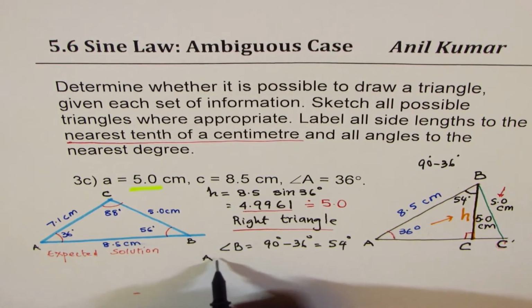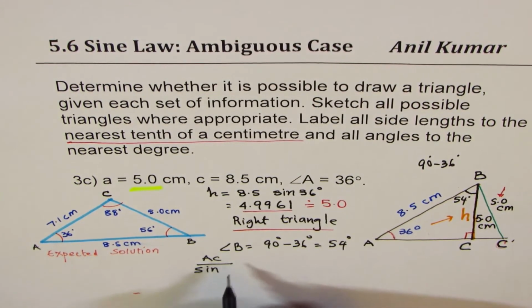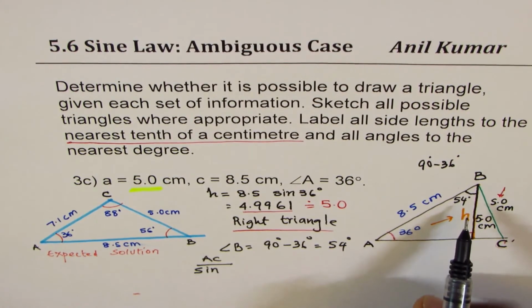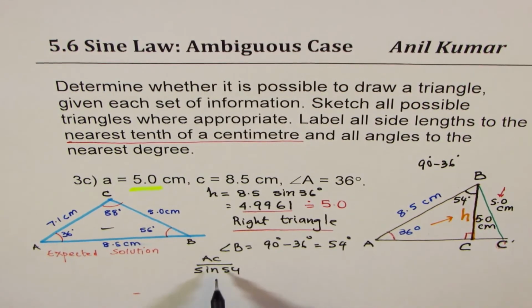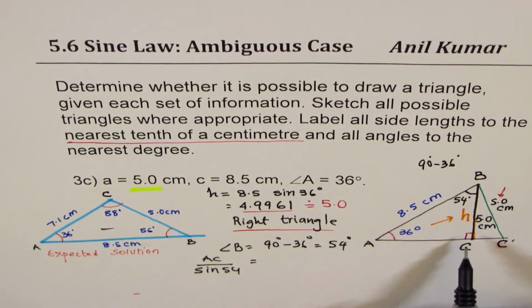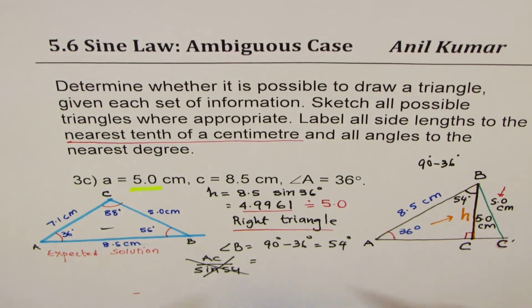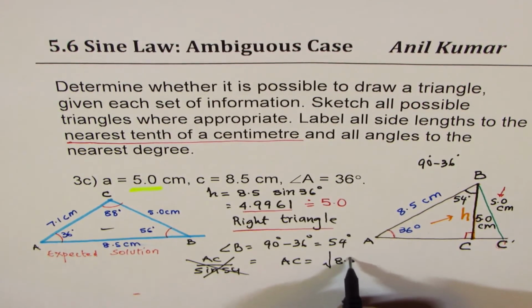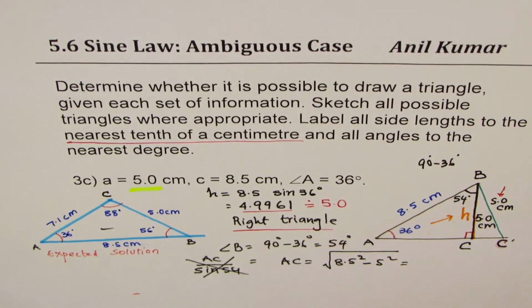So I'll say AC over sine of 54 degrees. Now, whenever you're using sine law, it is actually good to use more decimal places, right? Since I'm not getting into real details, my idea is to discuss this part, which I think I've placed fair and square. Now, well, I could use the Pythagorean theorem. When I say right triangle, I will use this, correct? So what will I do? I will say AC is equal to the square root of 8.5 squared minus 5 squared. Does it make sense?